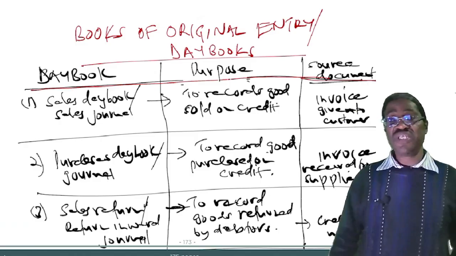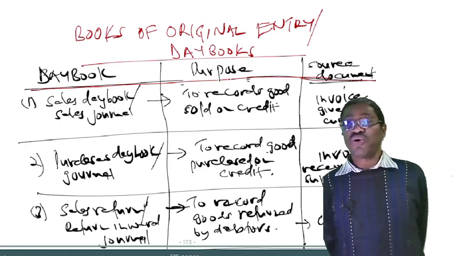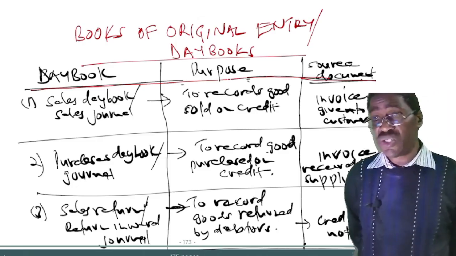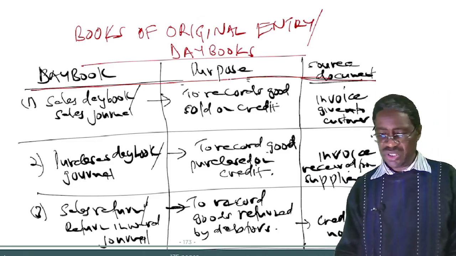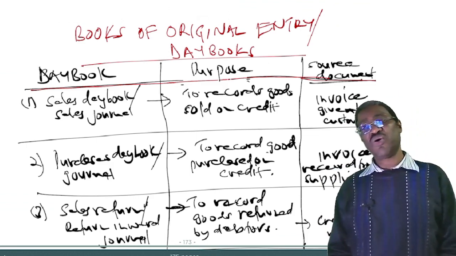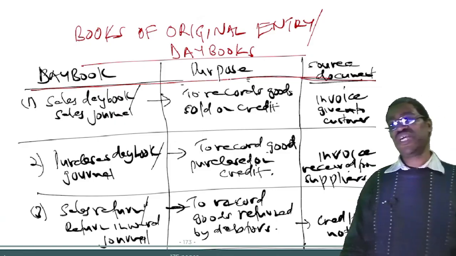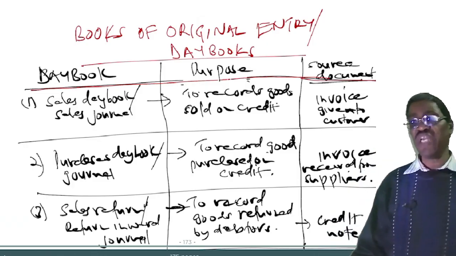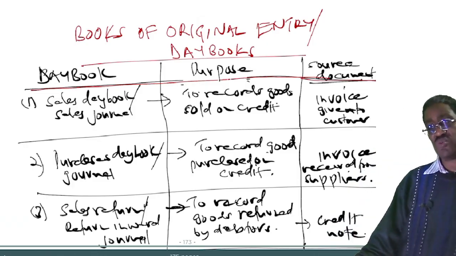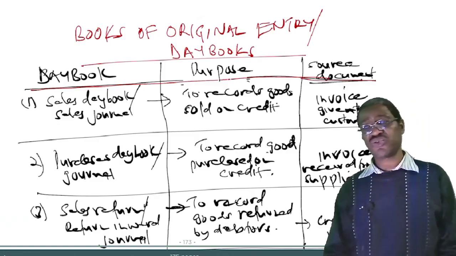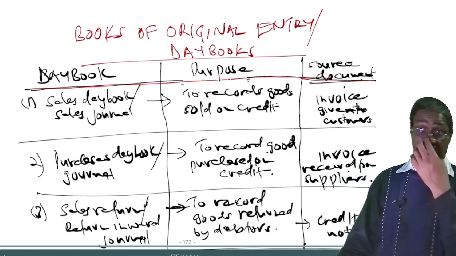The first one we have said is the sales day book. We also call it the sales journal. We have agreed the purpose there is to record goods. This is goods, not good. You can add their goods sold on credit. To record goods sold on credit. Then you have another column, the last column, source document. You call it invoice given to customers. Are you there? Hope so.